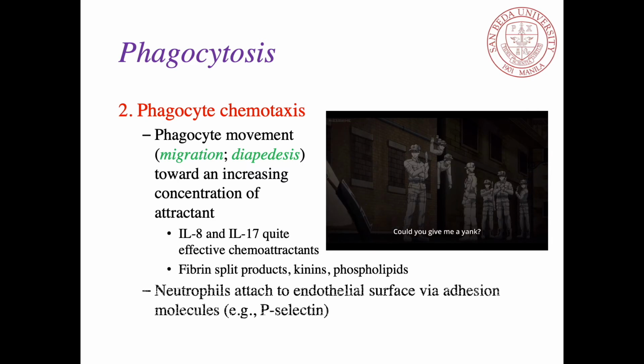In the initial stage of diapedesis, neutrophils attach to the endothelial cell surface by means of adhesion molecules such as P-selectin. Neutrophils then follow the chemokine attraction and migrate from the circulation through the endothelium into the tissues and to the site of the infection.